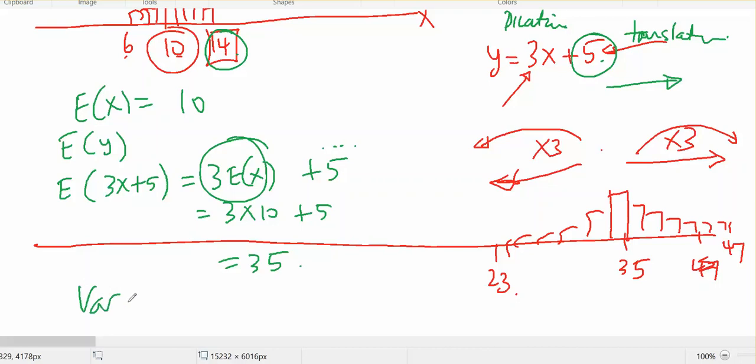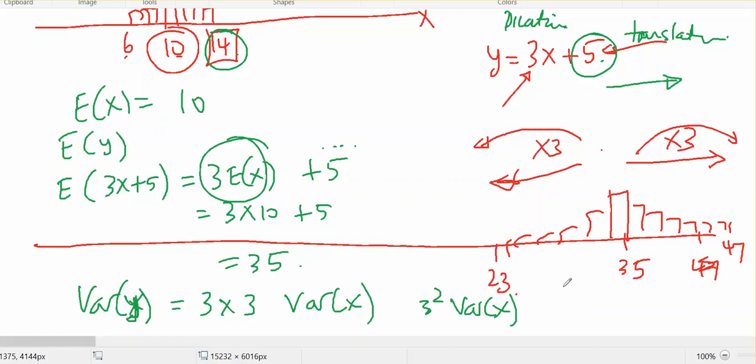Whereas the variance of y will be 3 times whatever the variance of x was. So in other words, 3 squared times the variance of x. And why do you think it's 3 squared? Any suggestions why it might be 3 squared?